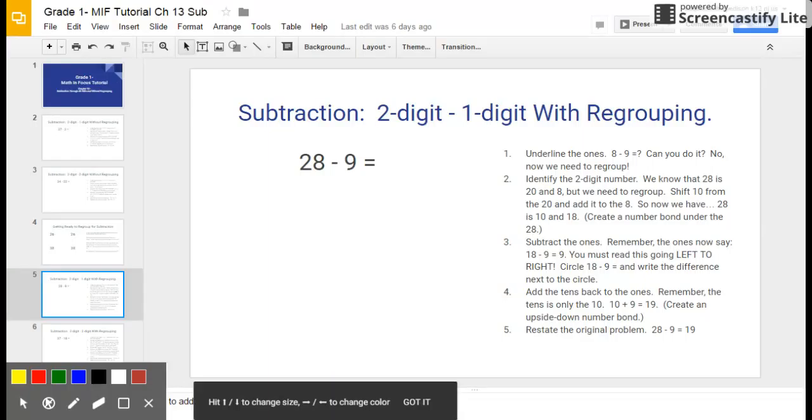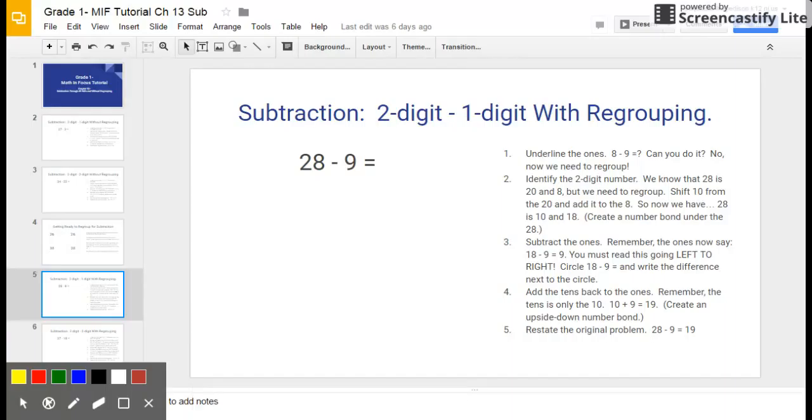This slide is subtraction 2-digit minus 1-digit with regrouping. First, we need to underline the ones. So we have 8 minus 9. Can we do it? No. Now we need to regroup.